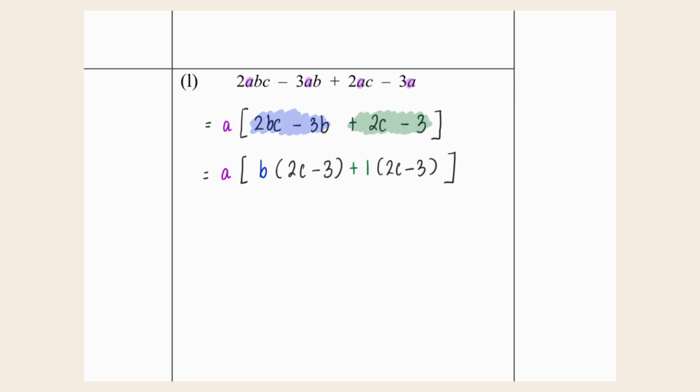And we can do that, right? Because 1 times 2c will give me back my positive 2c. 1 times negative 3 will give me back my negative 3. And the reason for doing that is because then I can see 2c minus 3 as a common factor. And I'm left with b plus 1.